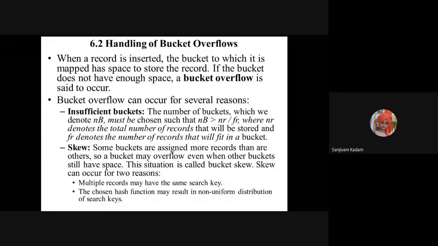And the next one is skew. Skew means that if my hash function gives the same bucket number for multiple search keys, then that bucket might overflow while the remaining buckets underflow. That can be a problem. For this purpose, we must always choose a hash function with uniform distribution. That can be a solution to this.